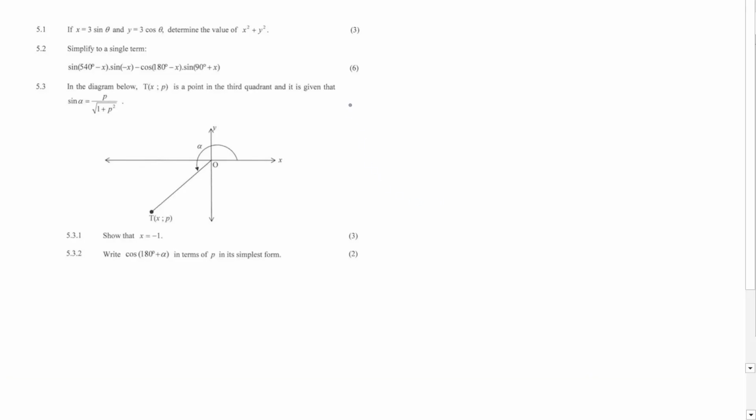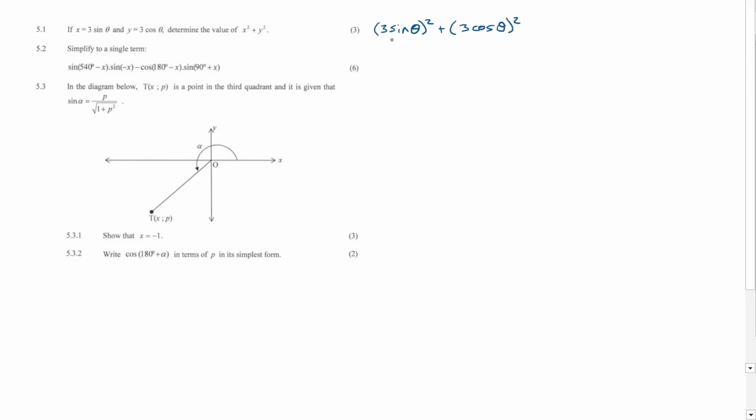In this video, I'm going to do a nice, juicy trig question from start to finish. So let's dive straight in. If x equals 3 sine theta and y equals 3 cos theta, determine the value of x squared plus y squared. For starters, I'm literally going to square this. Be careful to keep it in brackets. So it's the x squared plus the y squared.